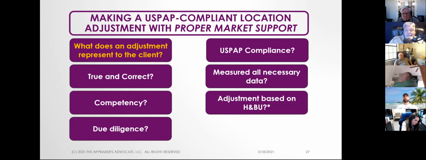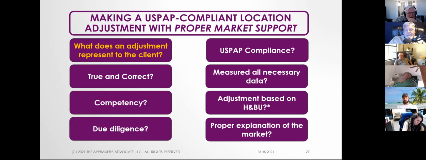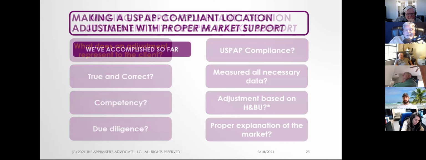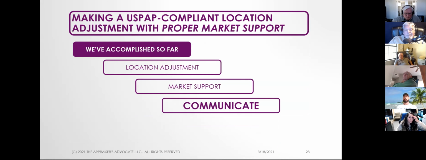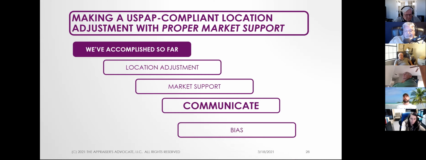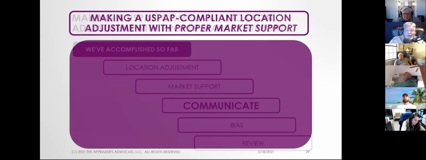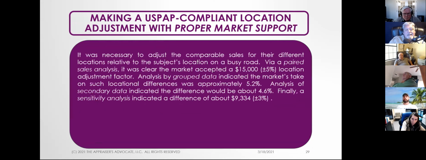Then, is the adjustment based on the highest and best use? This is really important, but it's going to become more important as we get into the discussion of the other adjustments we're going to make. So we're not going to spend a lot of time on that here. And then finally, have we properly explained to the client what it is we did and how and why we did it? So this is just a review, and we're going to look at communicating this to the client in a minute. And we're going to talk about bias and then have a grand review. But anyway, take a look at this.